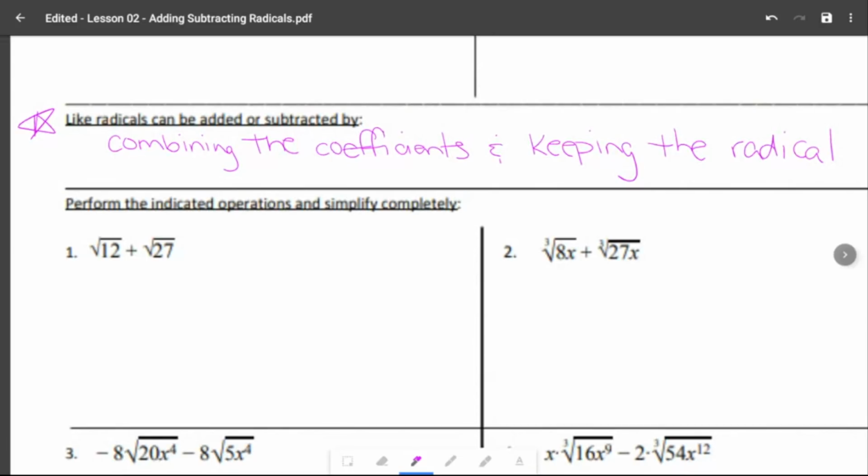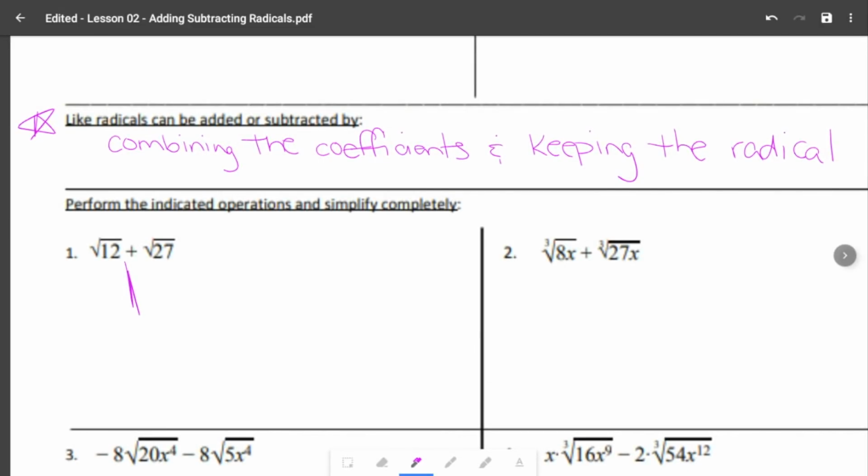So similar to how we did in class, you are going to simplify each radical. We're going to start with this radical 12. Well, radical 12 is 4 times 3. The 4 is our perfect square. We know it comes out of the radical as a 2. And then the radical 3 stays inside since it is not a perfect square.